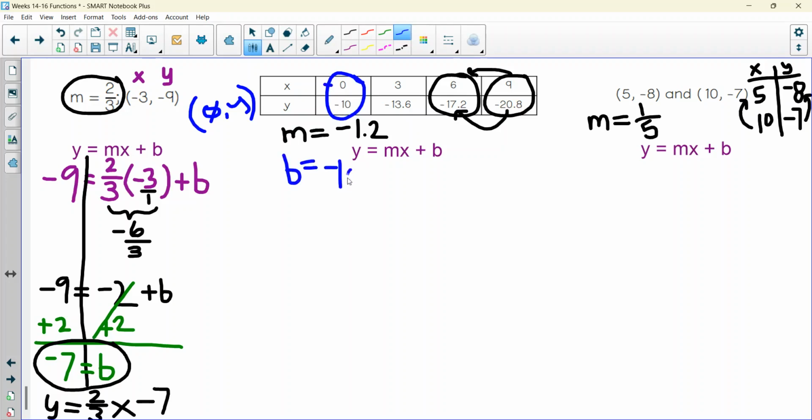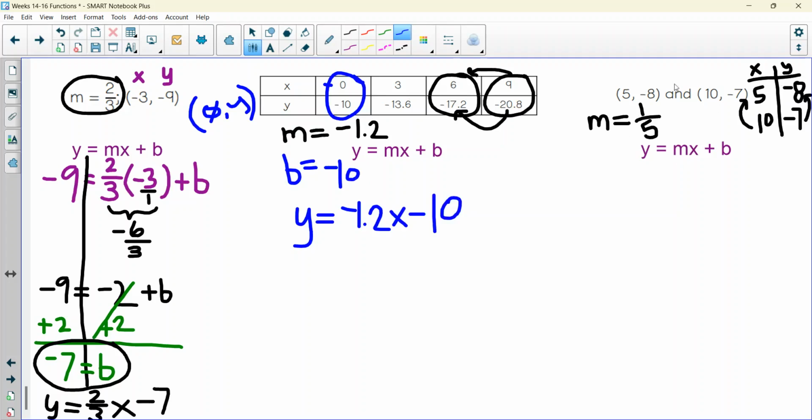And so I now have enough information to write the equation. I don't have to do any further solving or substituting in to find a missing variable. I can just go in and fill in y equals, replace m with negative 1.2. My x comes down, and then my y-intercept is a negative 10, so I'm going to write minus 10. That is the equation for the linear function that's represented by this table.